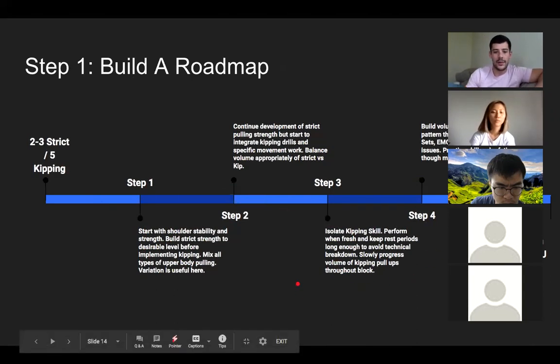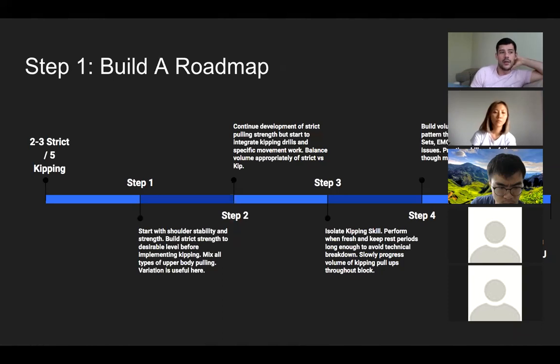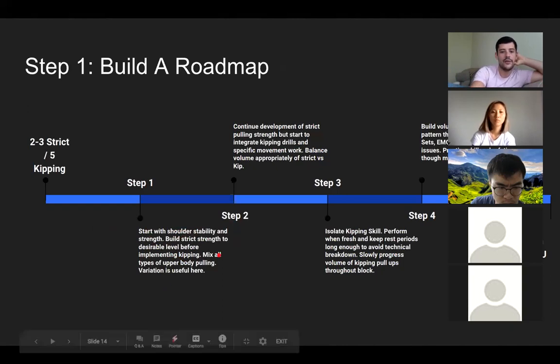Well, we already know from the avatar that this individual struggles with shoulder strength and stability. That's one of the capacities that massively underpins your upper body strength, so that's what we'd need to work on first. You'd start with your shoulder stability and strength. You build your strict strength, because that underpins your kipping to a desirable level, before moving on to your kipping stuff. In this step, you can use a lot of variation and all types of upper body pulling.